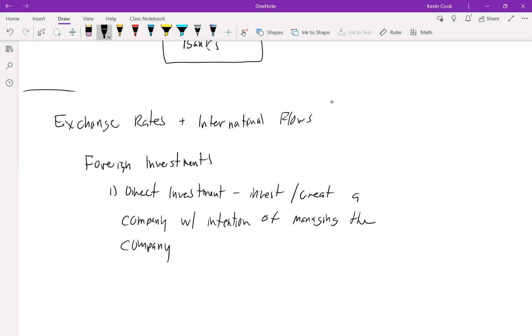The second type of investment that we'll see is called a portfolio investment. And with our portfolio investments, what we'll see is that we invest with no intention of managing.